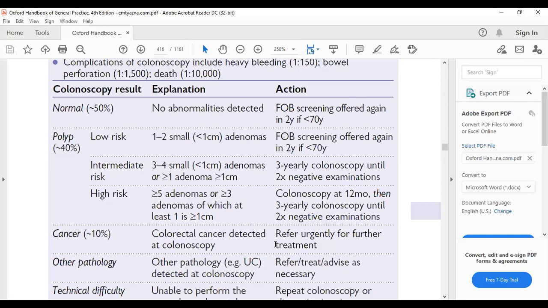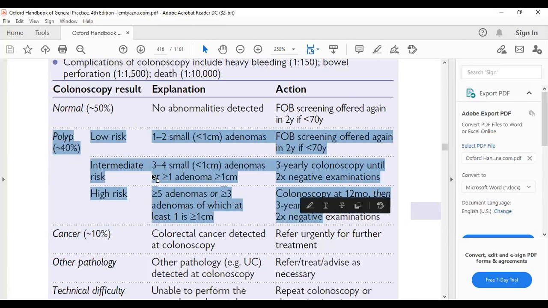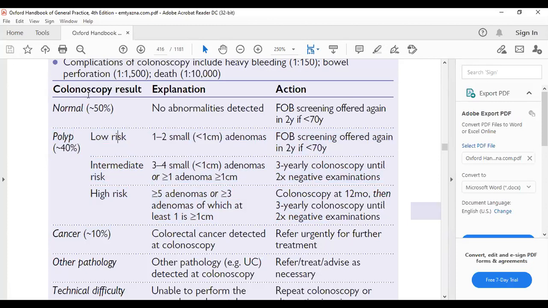Here also, it is very important. It is very clear cut. If the colonoscopy result is normal, okay, fine. If the colonoscopy result shows cancer, okay, fine, you refer. But what if you have polyps? Then you need to know what kind of polyps the patient has, and based on that, you will lay down your action plan. It is written that 50% of colonoscopies are normal. This is the sensitivity and specificity. And in colonoscopy, only 10% can be detected as colorectal carcinoma.